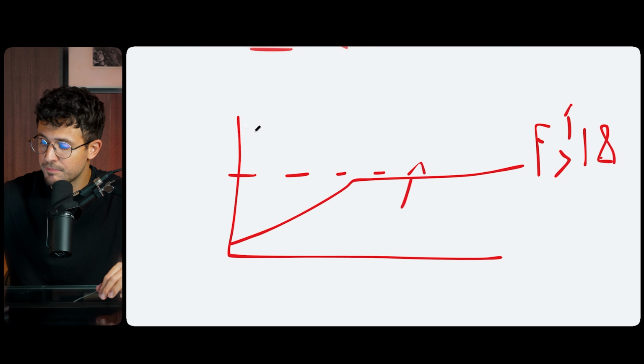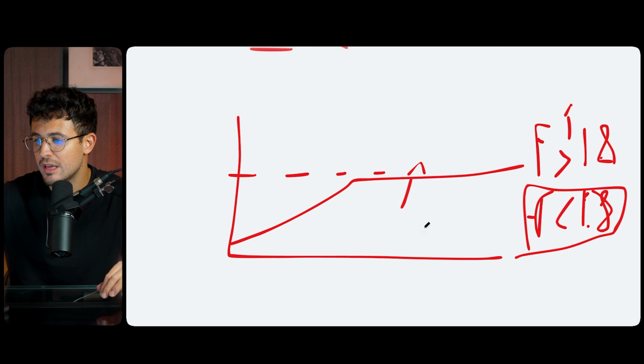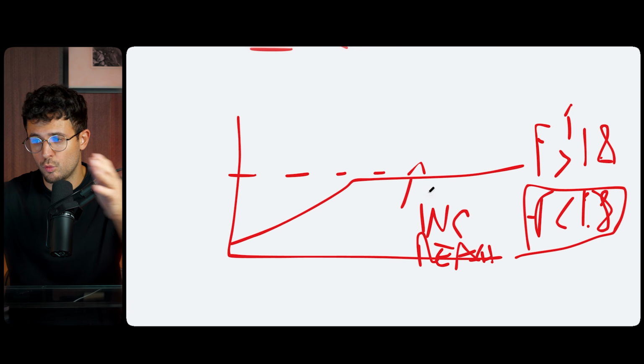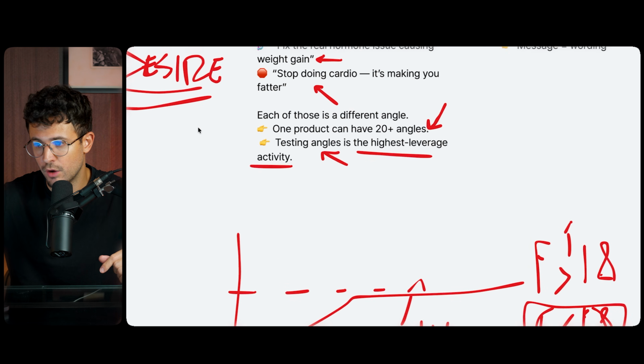So how do you fix this? You create more ads with a frequency below 1.8. And these ads here are going to give you incremental reach. Okay, it means of course a little bit lower ROAS, but that's not an issue because we're going to then increase our ROAS with the ads in the bottom and middle of the funnel.